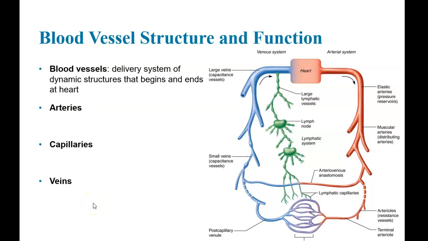Part two of the cardiovascular system is going to focus on blood vessels. So blood vessels are a delivery system of structures that begins and ends at the heart. It includes the arteries, which are the ones that carry blood away from the heart, the capillaries, which are the smaller branches of blood vessels in direct contact with the tissues, and then there's veins that carry blood towards the heart.